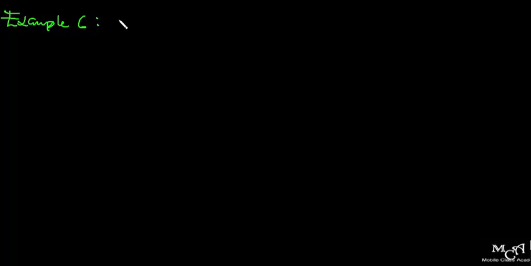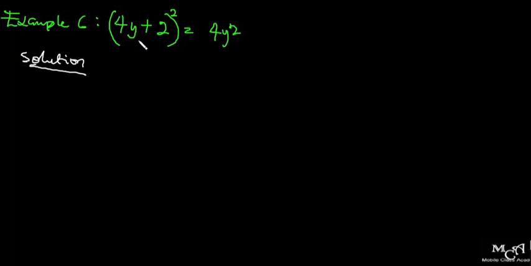What do we have? We have brackets 4y plus 2 squared equals 4y squared. What are we to do? We are to factorize this equation. So what are we going to do? We are going to solve. Remember, this is a perfect square. Before we start solving this problem, this is a perfect square. And how do we solve our perfect square? This is first term, this is second term. So our first term is 4y.